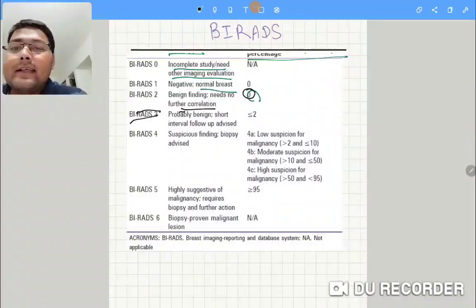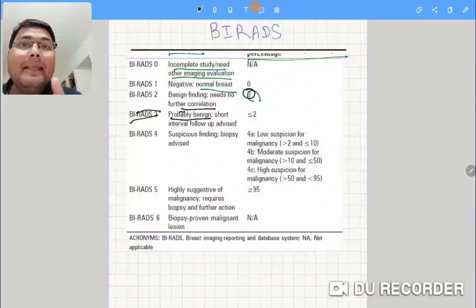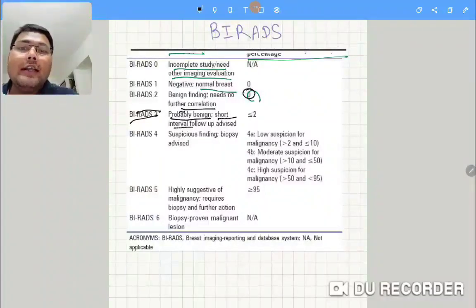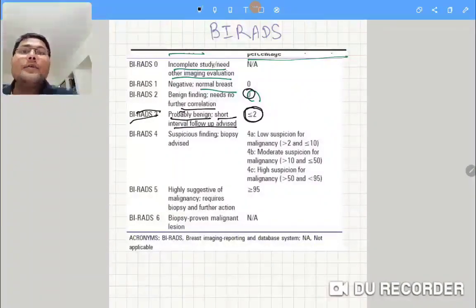In BI-RADS 3 it is a probably benign swelling, but it can be malignant. So here you should advise the patient strict short-term follow-up with radiological investigation. You have to do mammography every 6 months for this patient, right? Short interval follow-up is advised because there is a likelihood of malignancy in less than 2%. Yes, in 2% of patients there can be a malignancy in the BI-RADS 3 category.